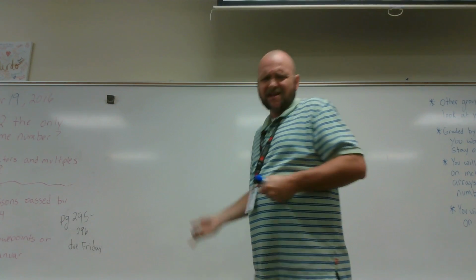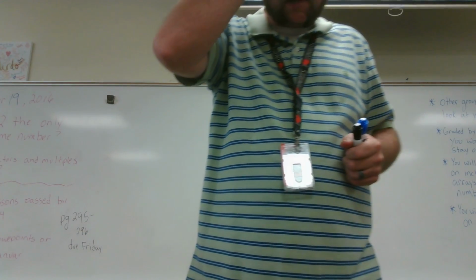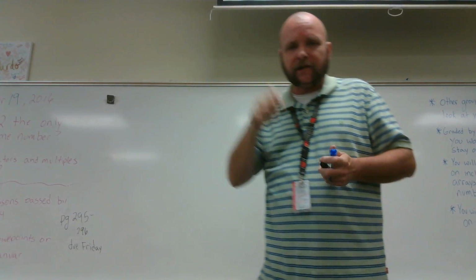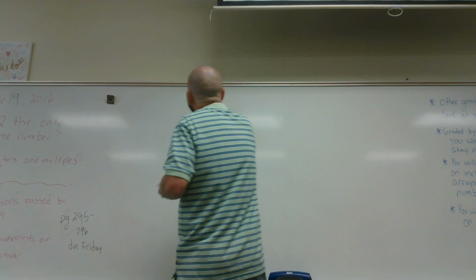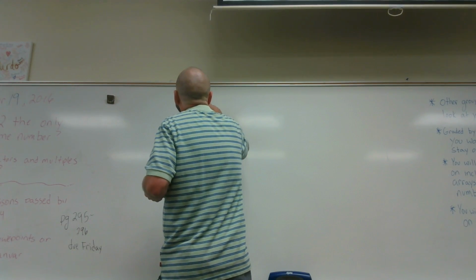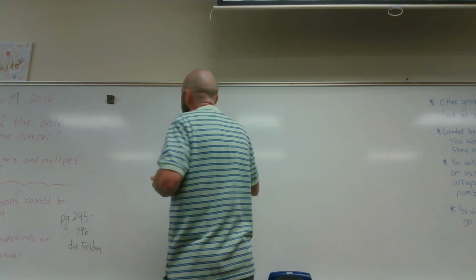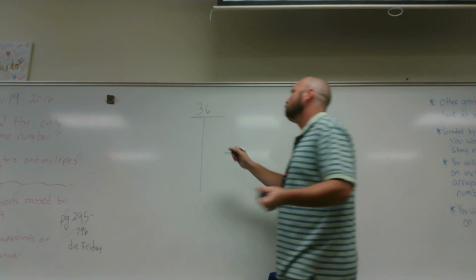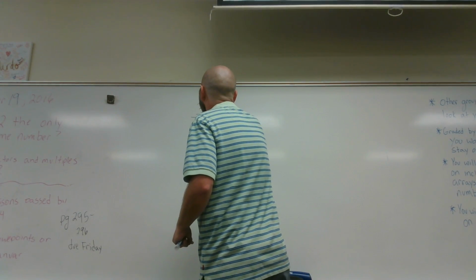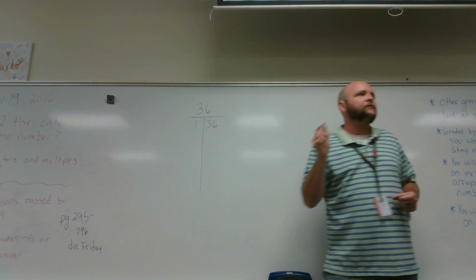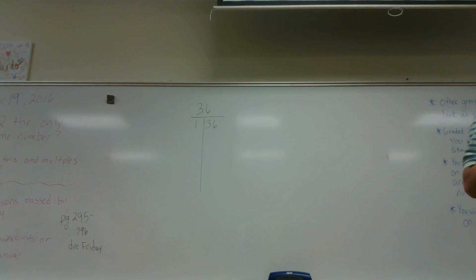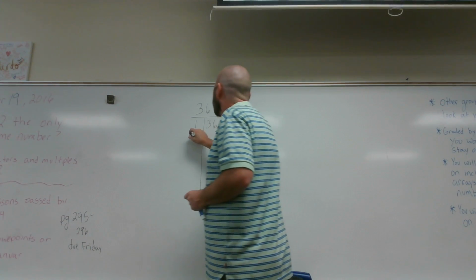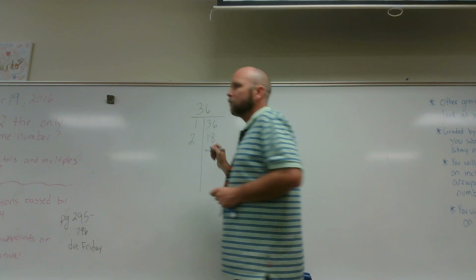All right, so let's look at one more that may be on the assignment that you have due Friday. Let's look, and you know I always give you time to do these. Let's look at 36. Again, listing all the factors for 36. We always start with 1 times 36. Does 36 have 2 as a factor, Taylor? Yes, because it ends in an even number. So it'd be 2 times 18.